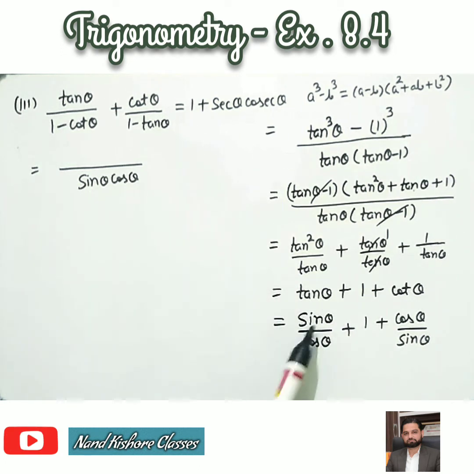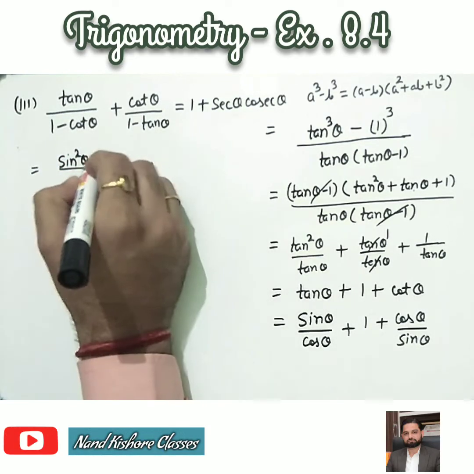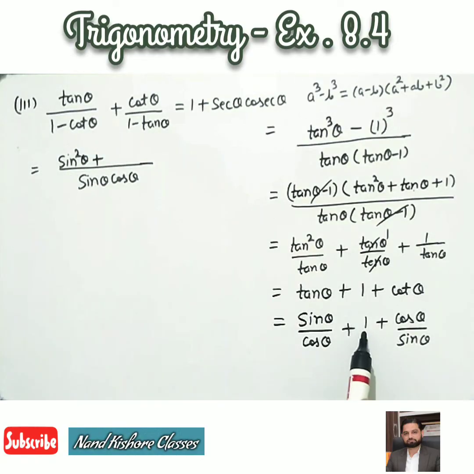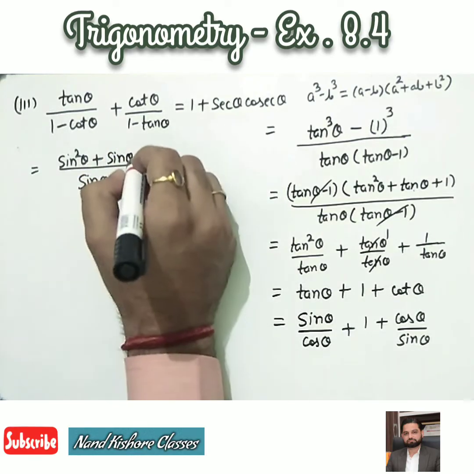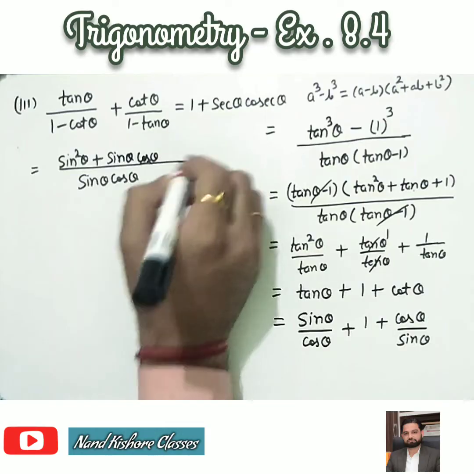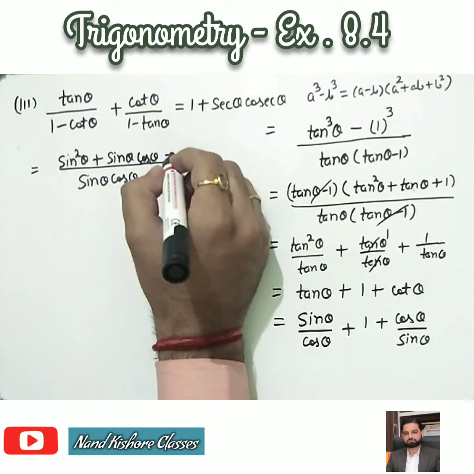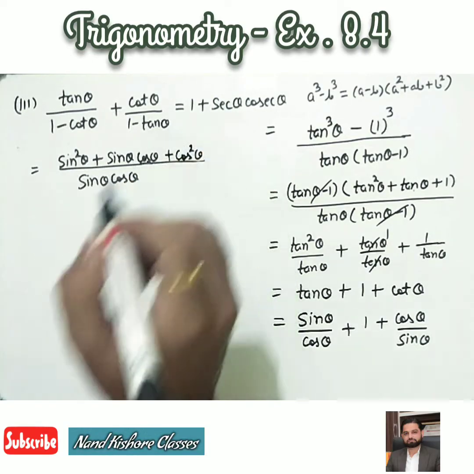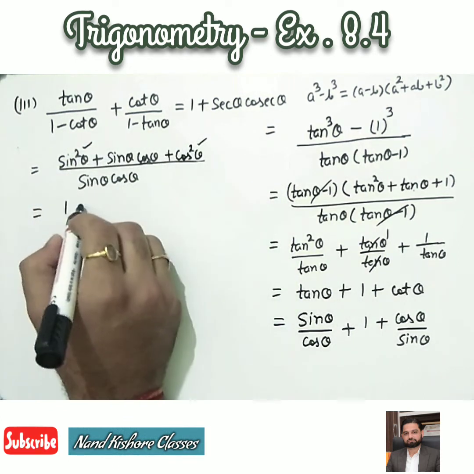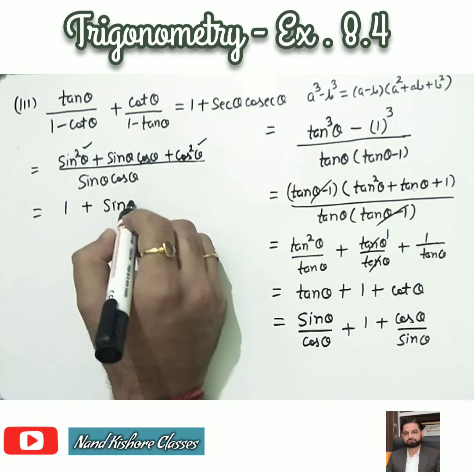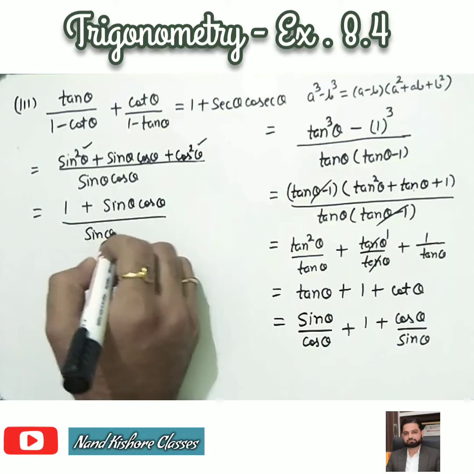So this sin will be multiplied with the numerator sin, we get sin square theta plus, it is 1, right? So 1 will be multiplied with sin and cos both, we get sin theta cos theta, and then this is only cos, cos will be multiplied with this cos, we get cos square theta. Now sin square theta plus cos square theta is 1, so I am writing 1 in that place, 1 plus sin theta cos theta upon sin theta cos theta.